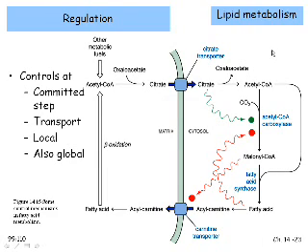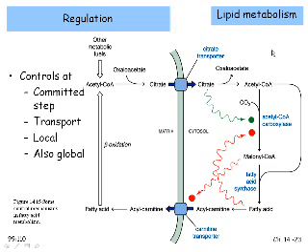Well, how do we control all this? This is obviously a pretty energy-dependent process. We're investing ATP at several steps. We're investing NADPH. We got that NADPH from the pentose phosphate pathway. So it's worth seeing how we control fatty acid synthesis.